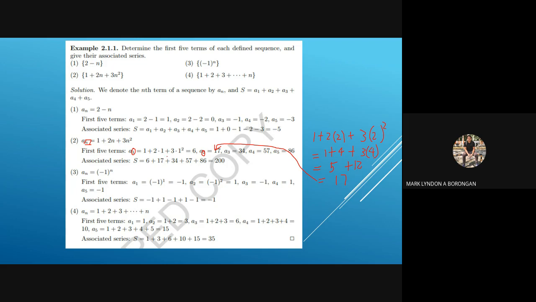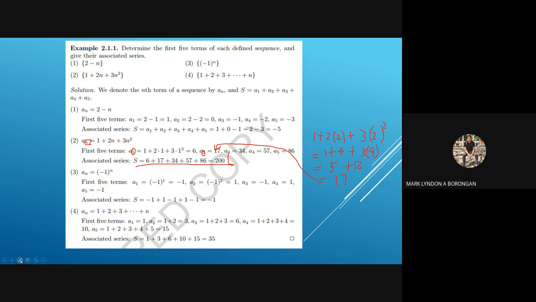Once you get the first 5 terms, you'll get the associated series by summing them all up. So, when you get their sum, you'll get a total of 200. That's all there is to it, guys.